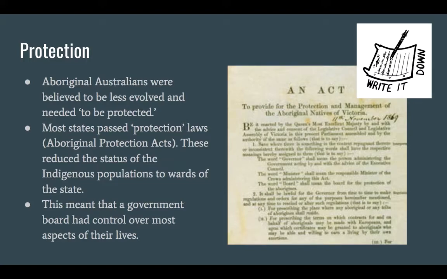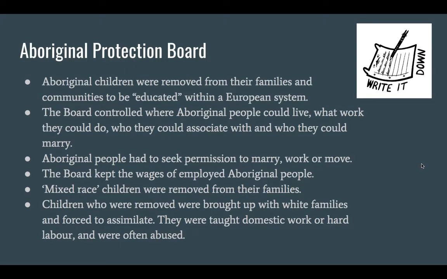So in the 1800s, most states had protection laws, and these were called the Aboriginal Protection Acts. And these laws said, as you can see in the picture, to provide for the protection and management of the Aboriginal natives of Victoria. So these acts reduced the status of the Indigenous populations to wards of the state. Now, if you're a ward of the state, you are basically controlled by the government. You're not in charge of your own life. The government looks after and controls your life for you.